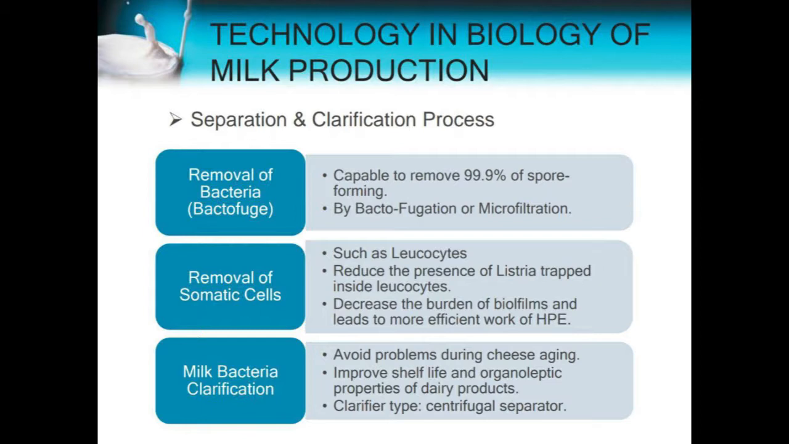And lastly is milk bacteria clarification. This will avoid problems during cheese aging. It will improve shelf life and organoleptic properties of dairy products. The clarifier type is centrifugal separator.